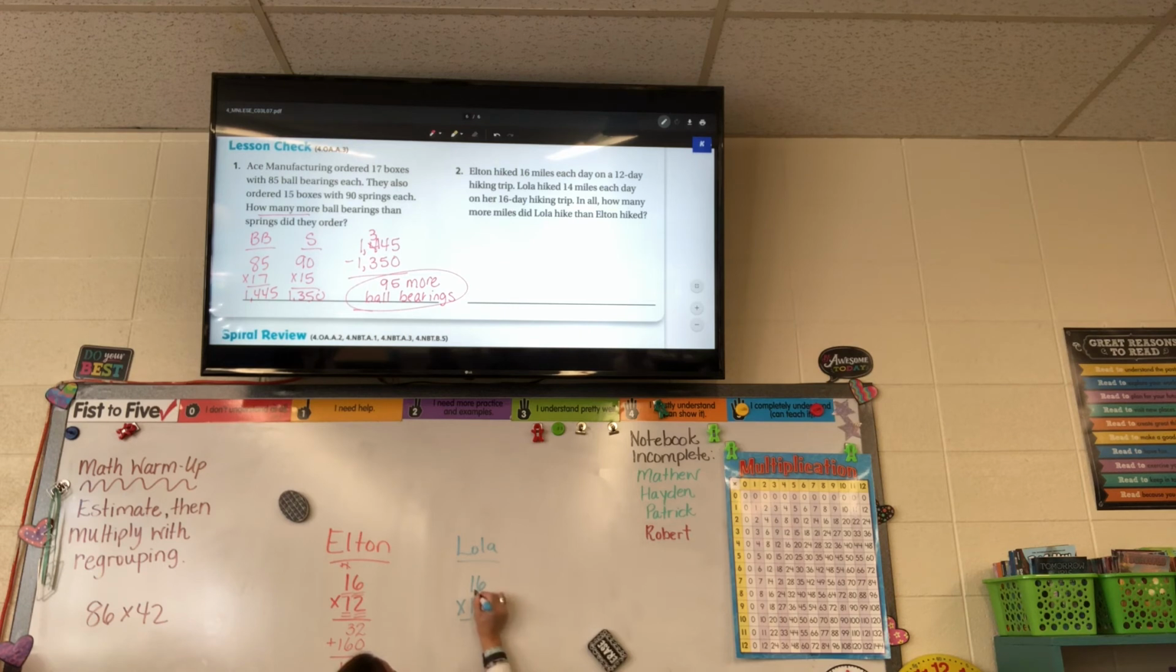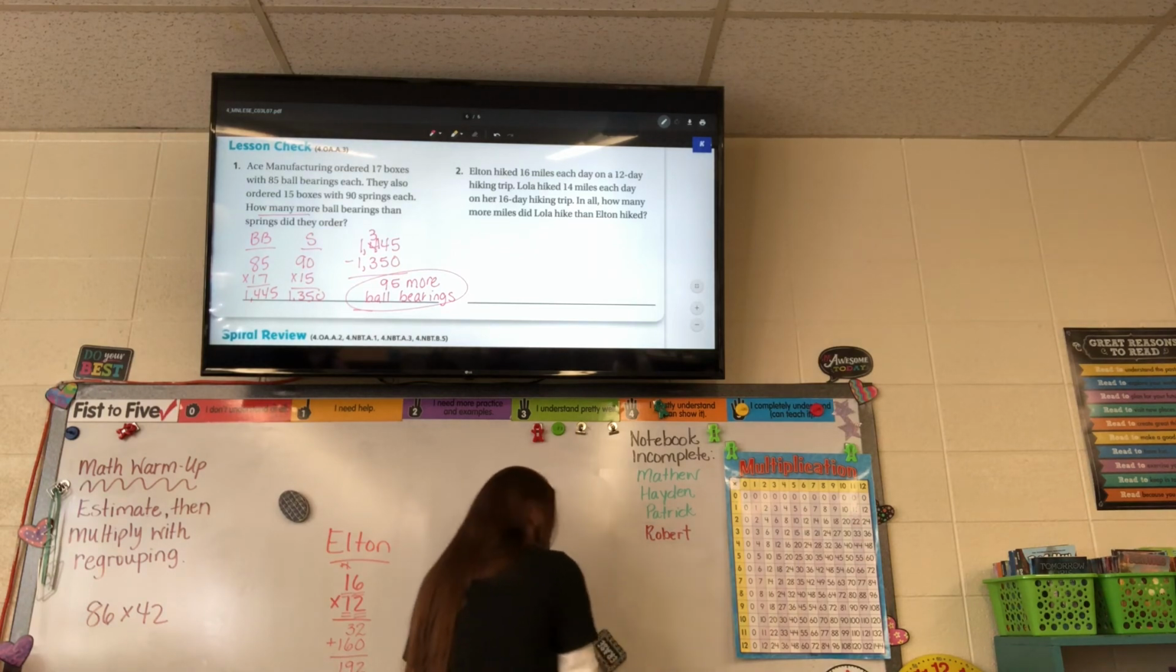4 times 4 is 24. Put down 4. Carry the 2. 4 times 1 equals 4. Plus 2 is 6. Scratch out your 2, put a 0 in your holding place. 1 times 6 equals 6. And then 1 times 1 equals 1. Okay, add them together. We get 224. Woo! That's some serious walking.